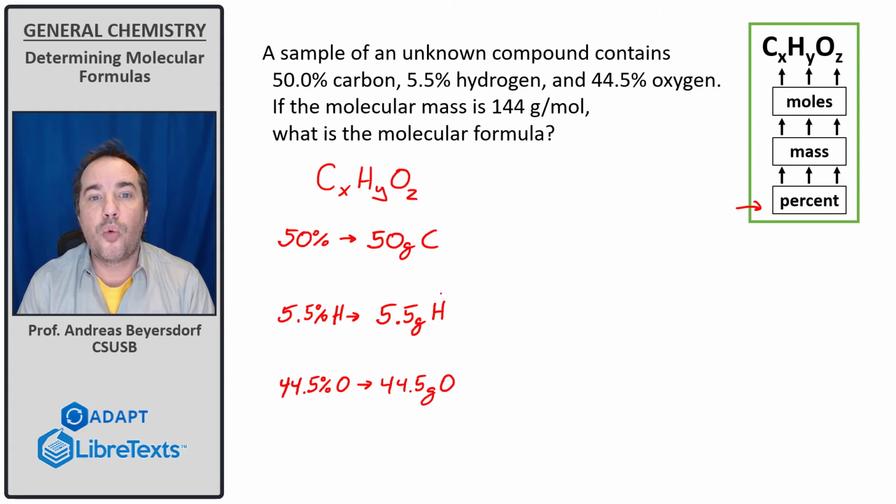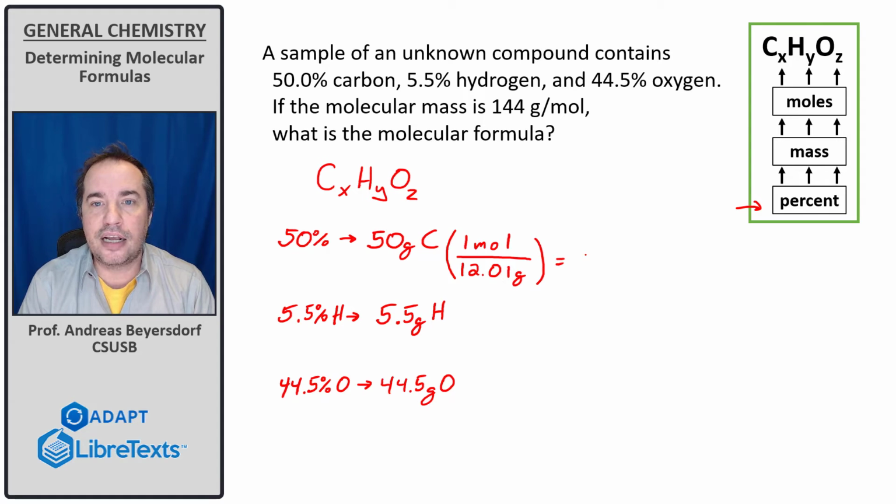And we do this with the molar masses. These are what we find on the periodic table. So for instance, for carbon, it's 12.01 grams is 1 mole. And that's going to give us 4.163 moles carbon.